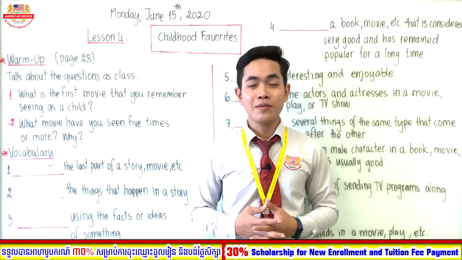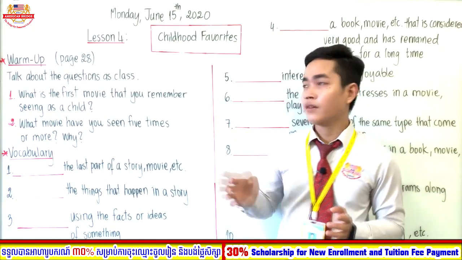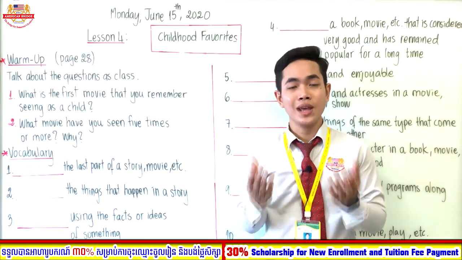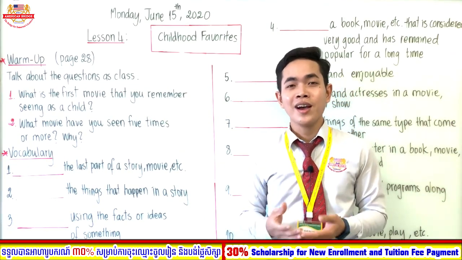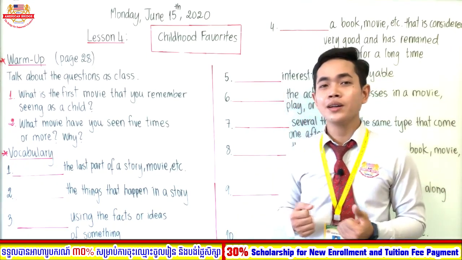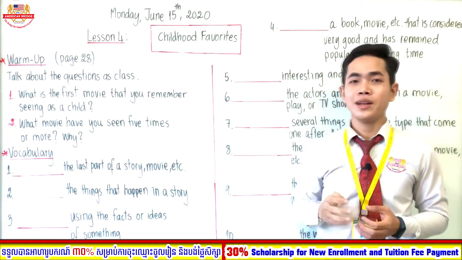Now let's start with our lesson today. We are starting on page 28. Please turn your book to page 28, all together, everyone. Are you there, everyone? Yes, very good. Now, our lesson 4 is about childhood favorites.